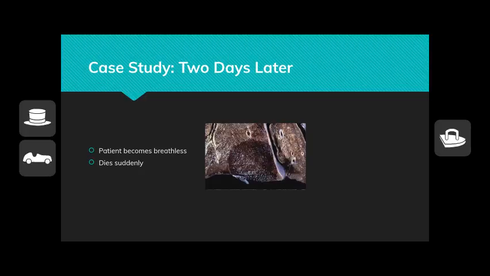2 days later, the patient becomes breathless and dies suddenly. The picture on the right shows what pulmonary embolism or pulmonary thrombosis death looks like to the lung.